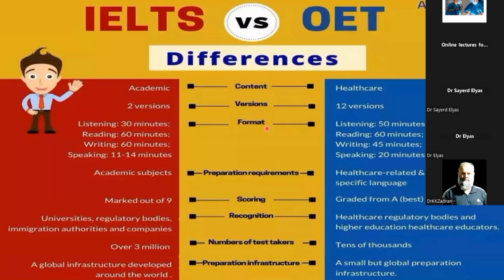Okay, IELTS is scored out of 9, while OET has bands A, B up to E. IELTS is accepted by various universities, regulatory bodies, immigration authorities throughout the world, while OET is also accepted by healthcare regulatory bodies and higher education for healthcare educators throughout the world.